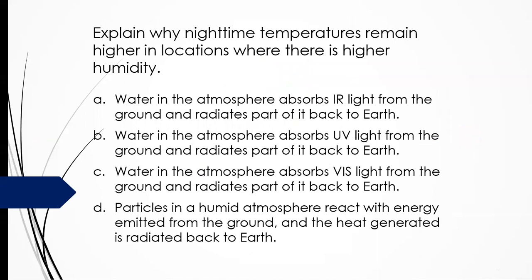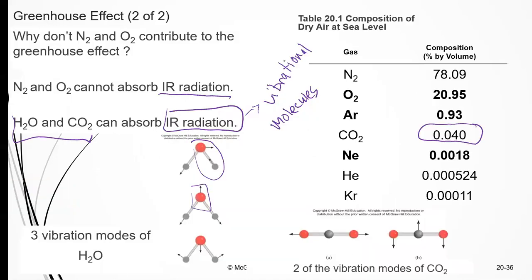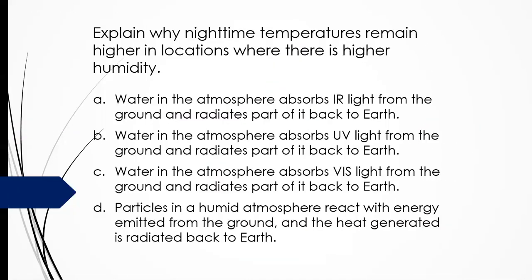And so this can be a good thing, it can also be a bad thing. In a lot of places where there's higher humidity, the nighttime temperature remains high. And so why would that be? When we look through this, right, water has the ability to absorb a lot of infrared radiation. What that means is that water in the atmosphere absorbs that IR light and is going to radiate part of it back to the earth as it tries to release it through its wagging or its stretch.